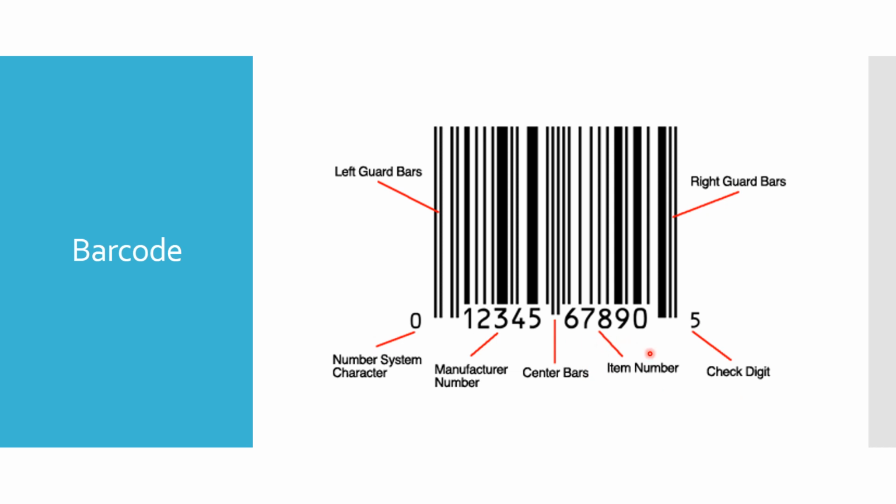These five digits are basically your item number, right side five numbers, right? And these lines are basically the representation of these numbers. And this is my center bar. And on the left side, I have five numbers, and these five numbers tell me the manufacturer number. Okay. And on the left side, I have another number. This number is called number system character.